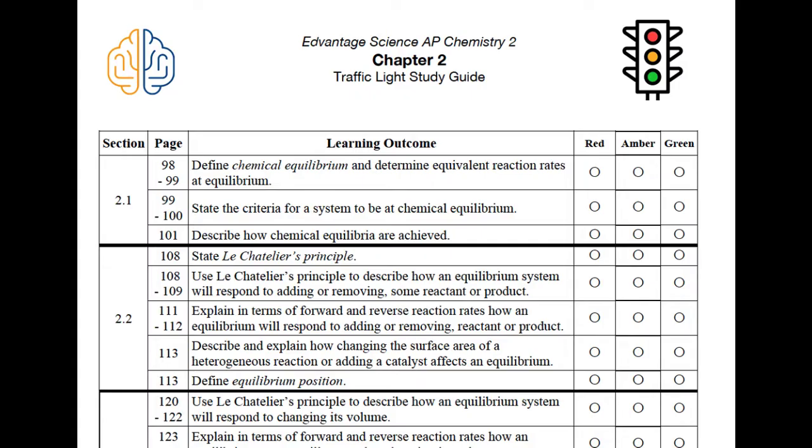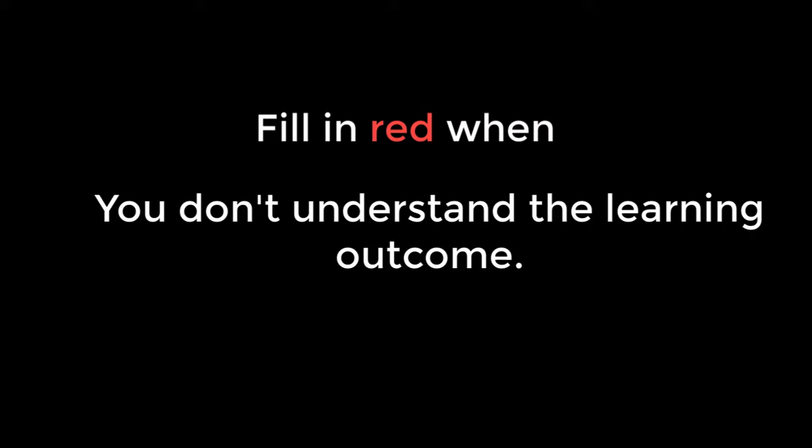If you fill in the red circle, it indicates that you have not achieved this learning outcome, or put another way, the answer to your "can I" question is no. If you don't know what the learning outcome even means, then you would certainly fill it in red as well. But remember, this study guide is for you, so fill in your answers honestly. By acknowledging what you know and don't know, you're helping yourself, and you're identifying where you need to focus your studying.